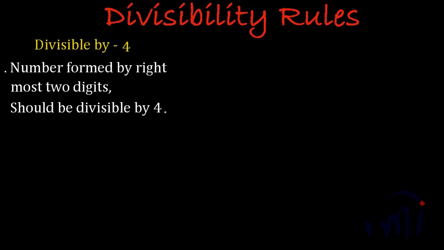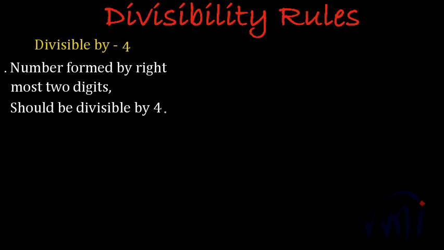Hi everyone. So we have the third video in the series of divisibility rules, and here we are going to discuss the divisibility rule of 4, and we are also going to discuss the logic behind this rule, right? So let's read out the rule. The rule says the number found by the rightmost 2 digits should be divisible by 4.